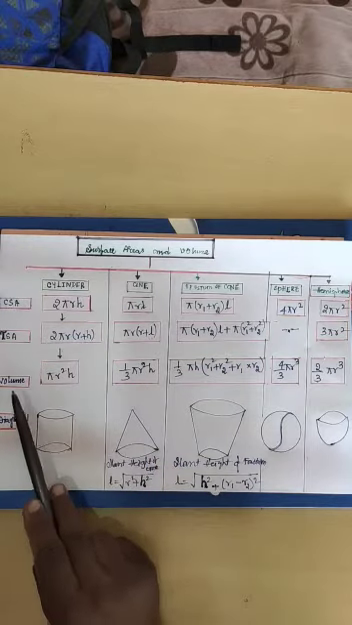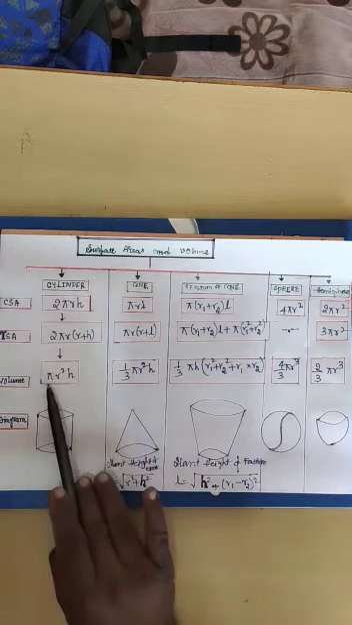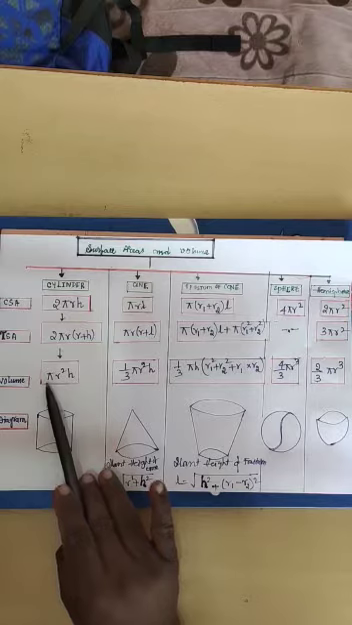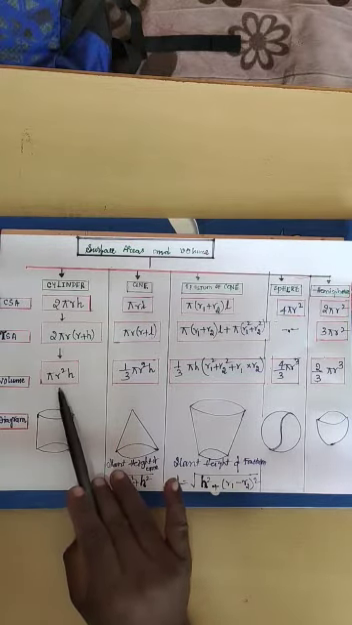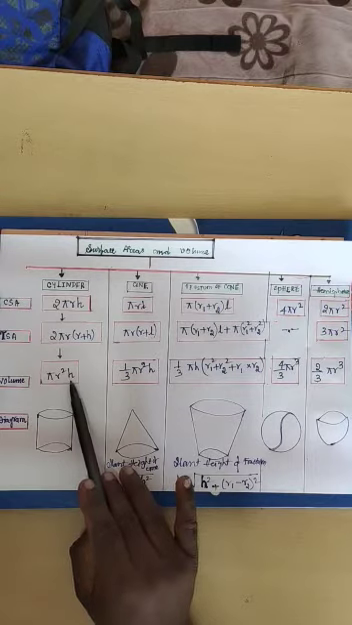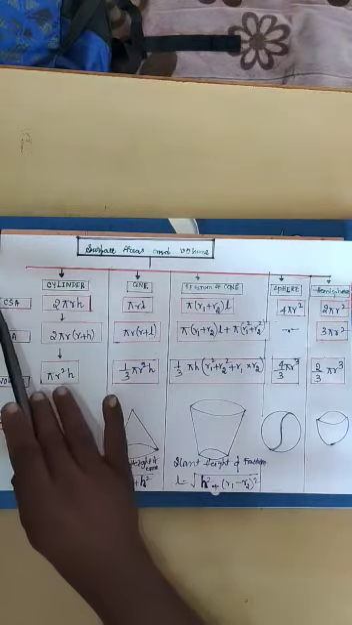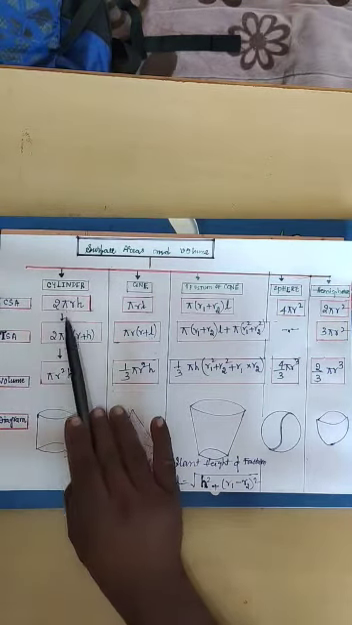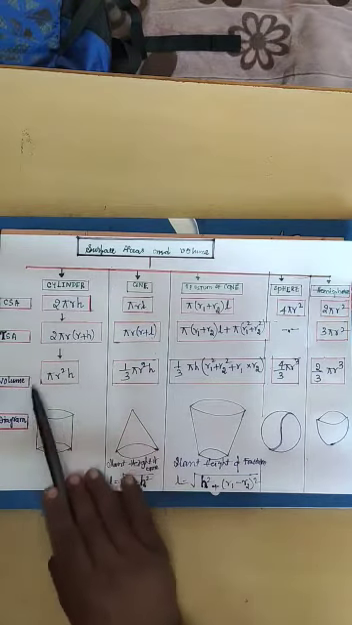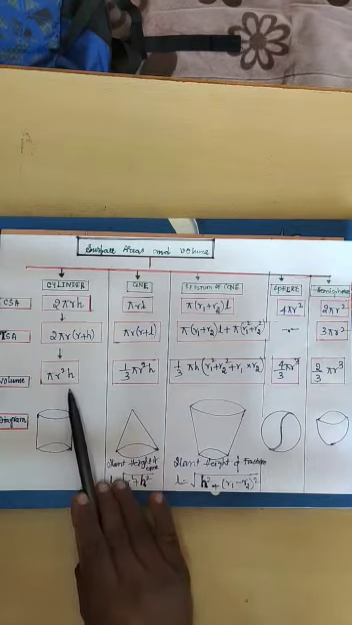Next we have the volume of a cylinder, which is pi r square h. We know that the value of pi is 22 by 7, and r represents radius and h represents height. So the curved surface area of a cylinder is 2 pi rh, the total surface area is 2 pi r into (r plus h), and the volume is pi r square h.